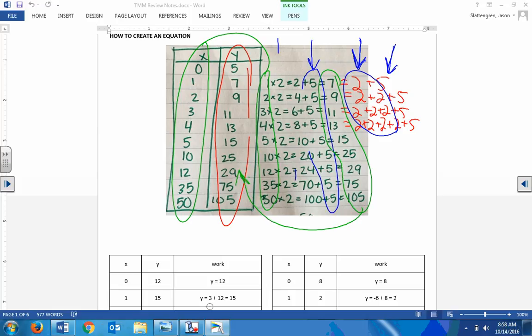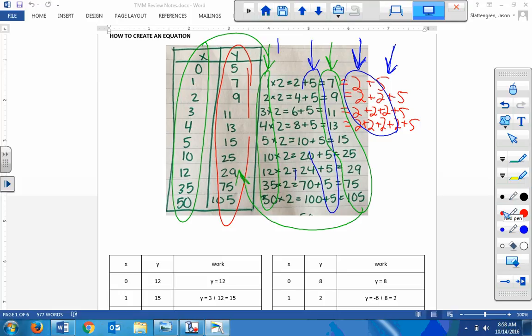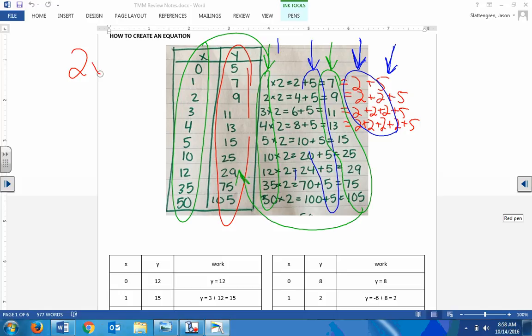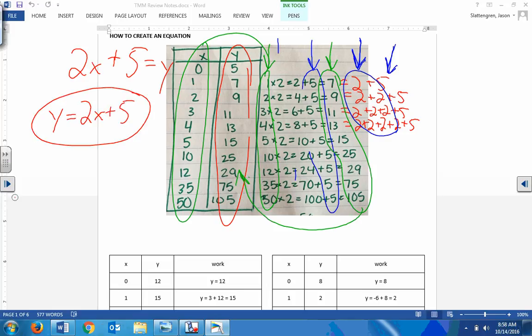Because those x values change and vary, and those y values change and vary, we use a variable. So our equation in this case is 2 times x plus 5 equals y. Most times we say it as y equals 2x plus 5. And that's why we come to that equation. We multiply by the slope because we're getting more and more 2's. We multiply by the slope and we add, or subtract if it's negative, the y-intercept.